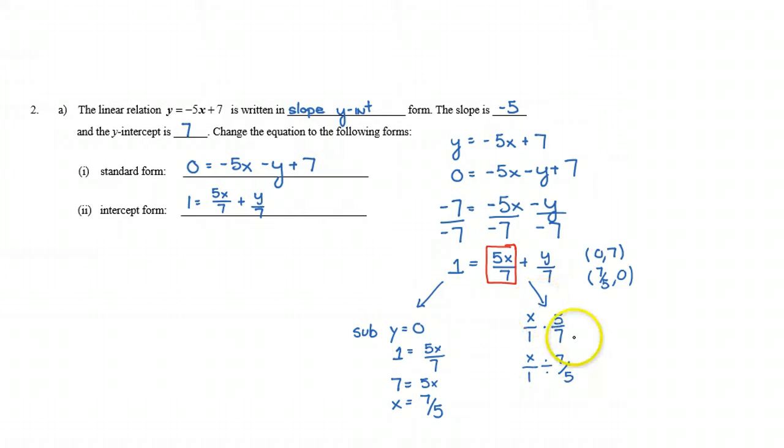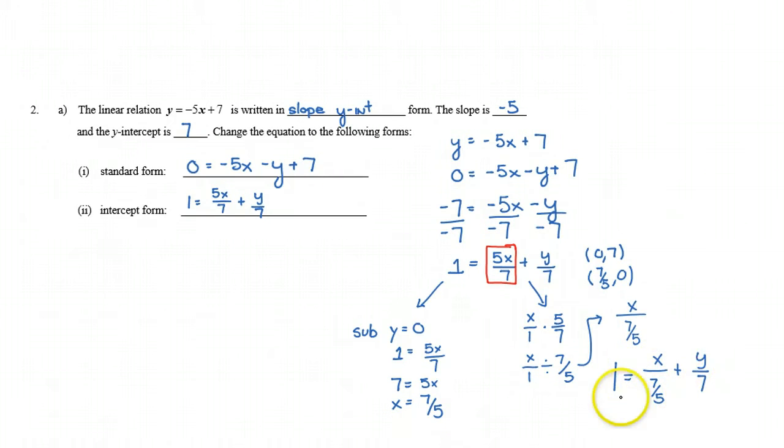Well, x over 1 is simply x. So do you agree then that we could write this as x over 7 over 5? I hope you do, because in fact this is actually correct. So we could write this if we want like this.